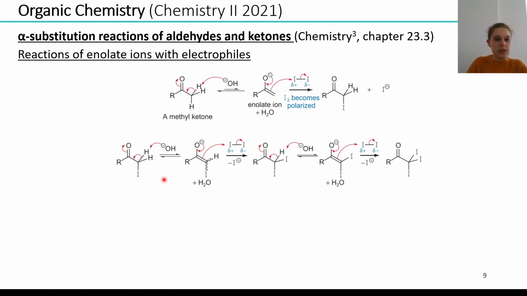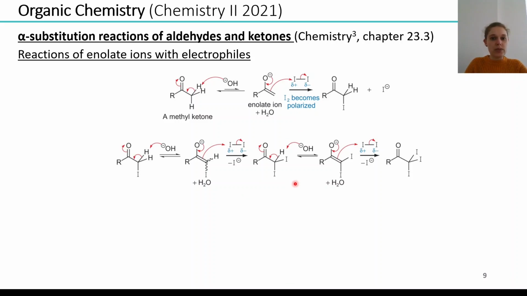This is shown here. So we do more or less exactly the same reaction, just with one iodo atom in alpha position. So again, the hydroxide ion deprotonates another hydrogen atom in alpha position. Then we form this enolate ion and water. Another iodine molecule approaches this enolate ion, and hereby the iodine gets polarized, followed by the nucleophilic attack of the double bond. Hereby, we form the disubstituted ketone.